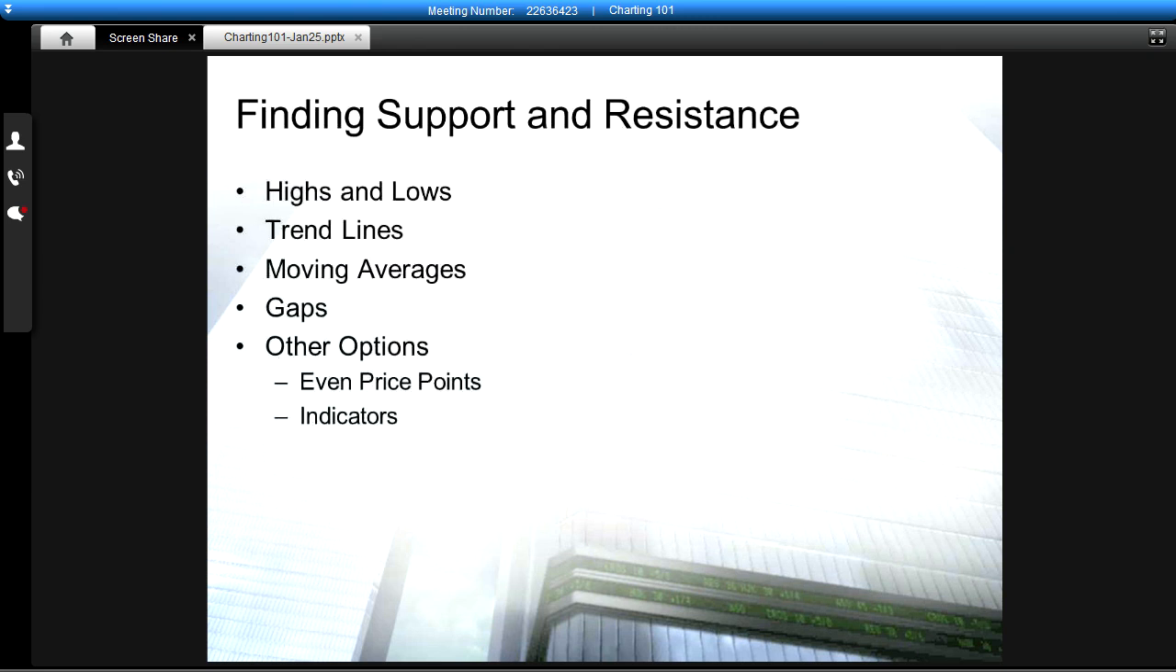Now, one of the hardest things I found for a while was just trying to understand how to find support and resistance. There's several different ways that you can go about doing this. One of the ways is creating horizontal lines based on the highs and lows of the stock price. Using trend lines, you can also use moving averages, gaps, and then some other options are even price points or indicators.